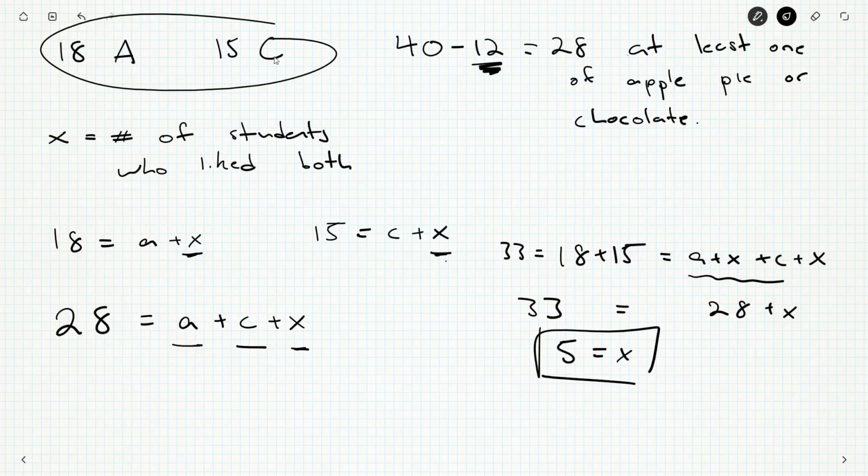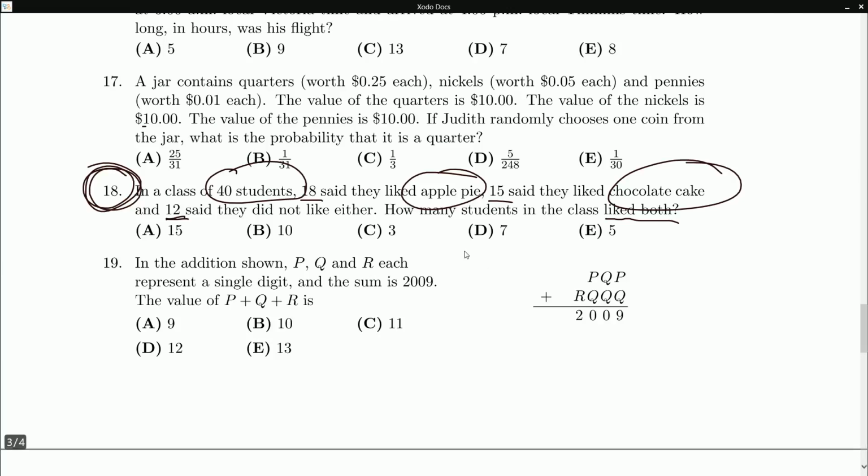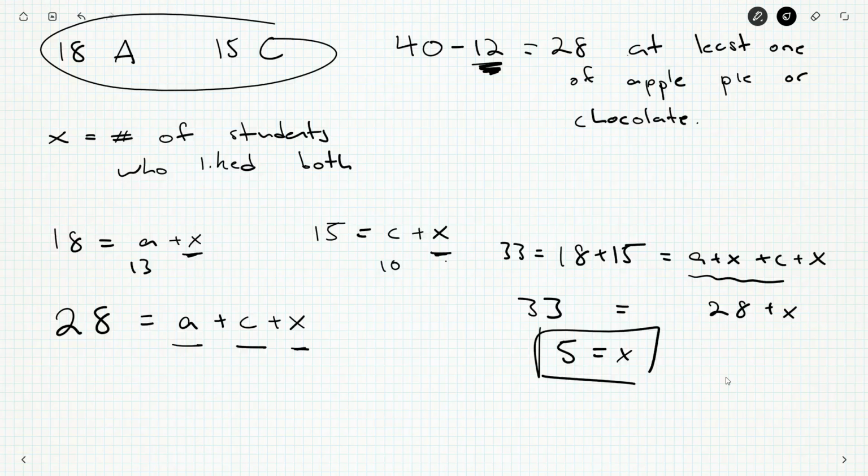5 people liked both. And that means exactly 10 liked just chocolate cake, 13 liked just apple pie, and 12 liked neither. So now we understand the whole situation together. We're looking for 5 in our answers, and it's at the very end. So there we go, and we bubble in E.